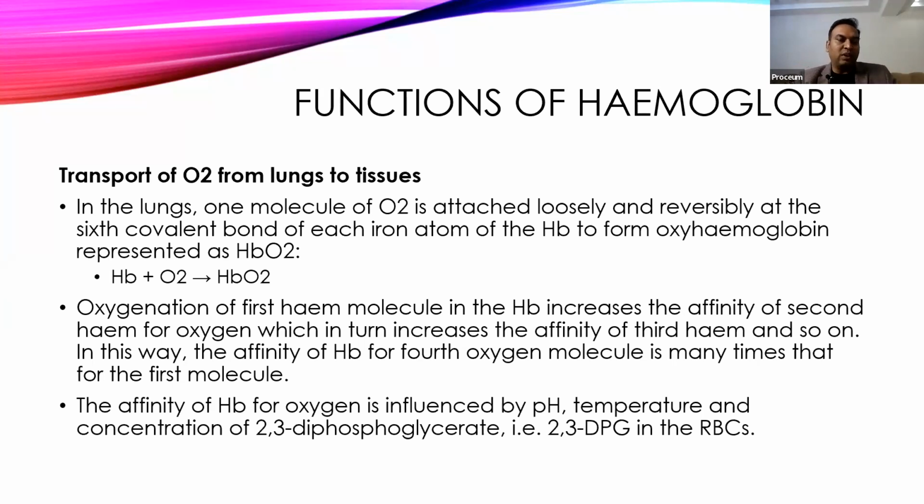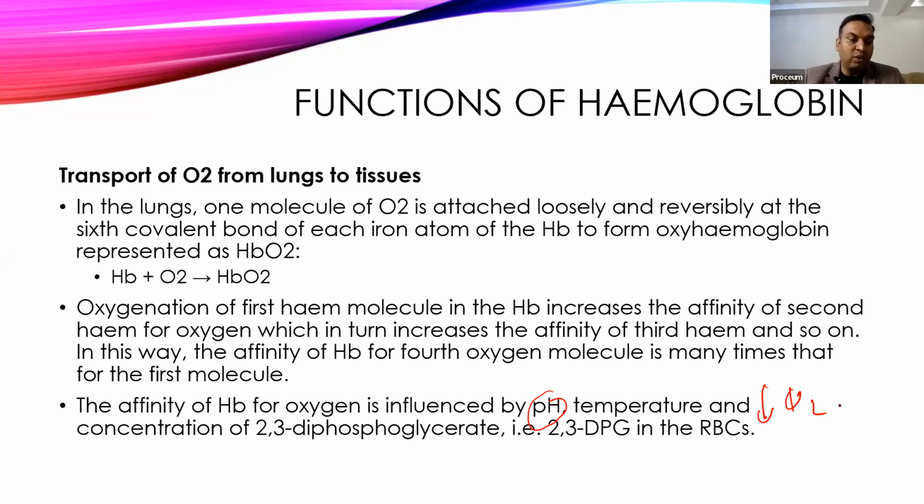Now, this attraction toward the oxygen and releasing of it is called affinity. And this affinity is not only influenced by the presence of the oxygen, but also by other factors. One of the important factors is the pH. So whenever there is a decrease in pH, meaning whenever acidosis is there, the hemoglobin loses its affinity for the oxygen. And more oxygen will be released by the hemoglobin into the site where the pH is low.